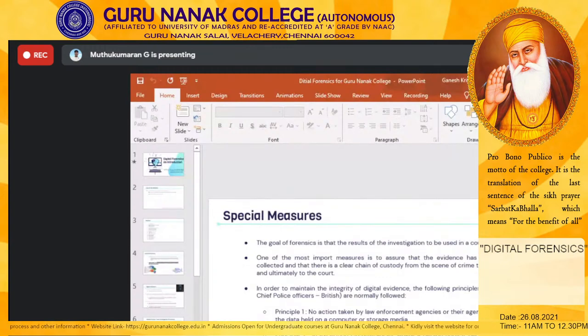Having just seen what basically the reasons are, I'll go through, very briefly, the measures we will especially have to take while dealing with a forensic investigation. As I said, the purpose of a forensic audit or digital forensics is to get out evidence which is used in a court of law.